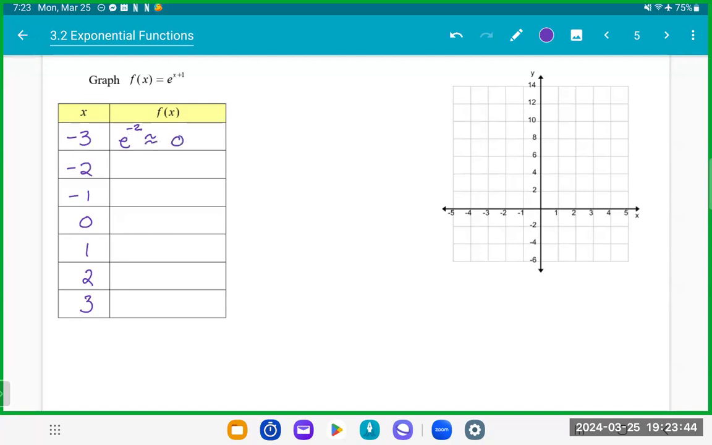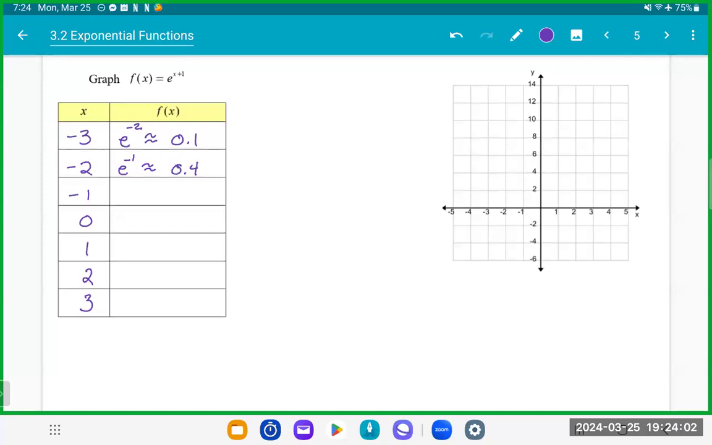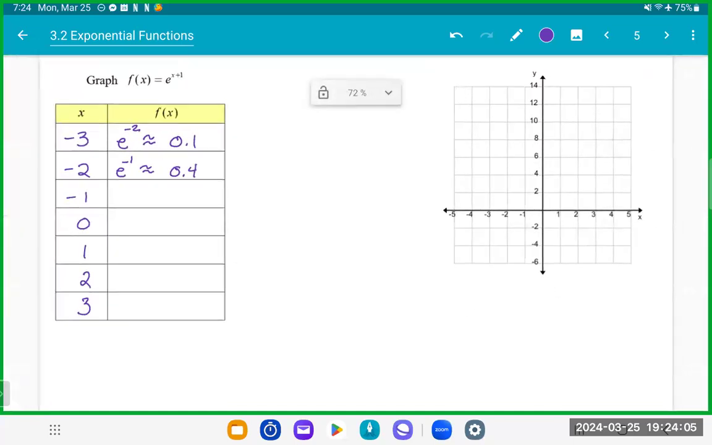That's approximately 0.1. This is going to be e, so -2 plus 1, so that's -1. So this is about 0.4. I mean, we could write this out to 4 decimals here, but we don't have the fidelity to graph this graph over here, even to the 0.1, let alone 0.09872 or whatever it comes out to, right? So one decimal is sufficient for graphing purposes.